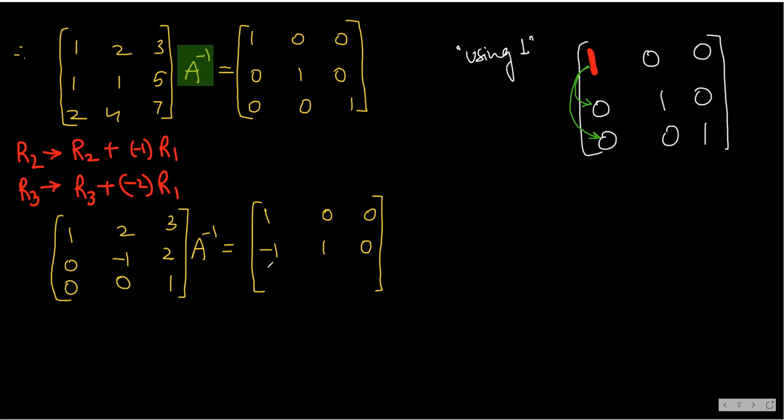Now, and R3, you are multiplying minus 2 to R1, and then adding it to R3. Now see, these are 0 elements, so nothing will happen to these elements. But this element will change because here you have 1. So when you multiply minus 2, minus 2 into 1 is minus 2, and added to minus 2. This will remain 0 and this will remain 1.